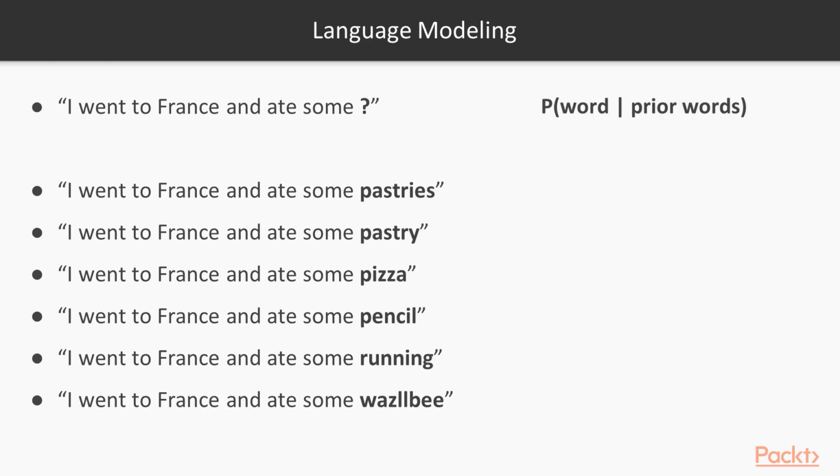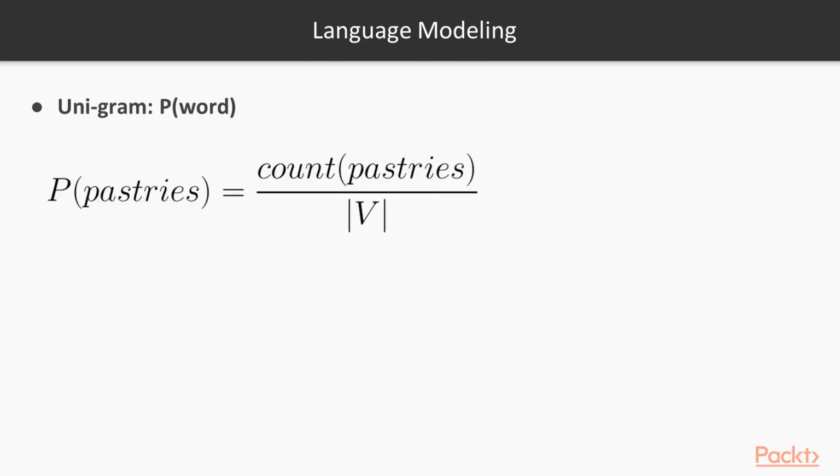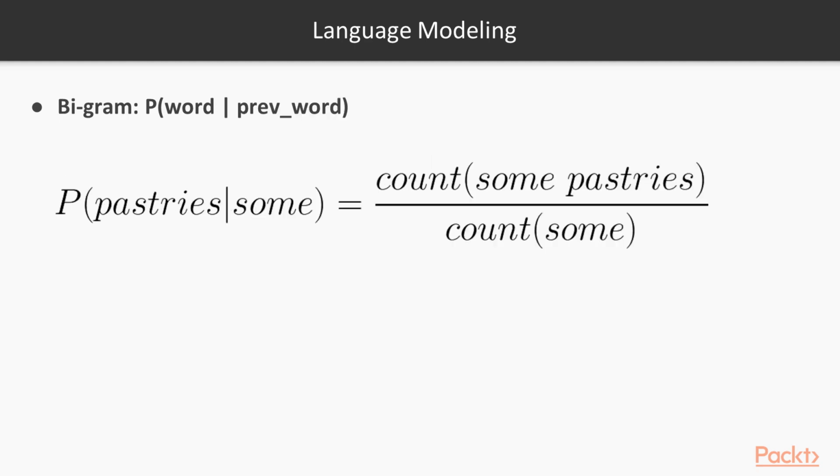We can model this as a probability distribution. What is the probability of the next word given the prior words? And we might see that pastries has a higher probability than some made-up word like Wazelby. So within language modeling, we're talking about the probability of the next word. So this is called a unigram. And this is just the probability of a word appearing. So the probability of pastries is the count of the number of times pastries appears divided by the total size of the vocabulary. We can move on to bigrams.